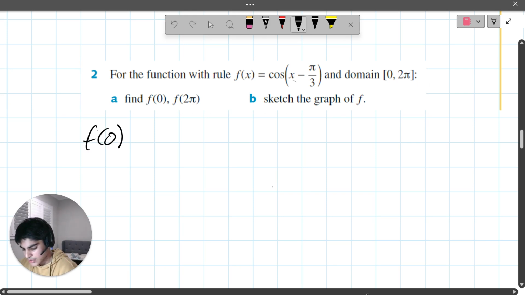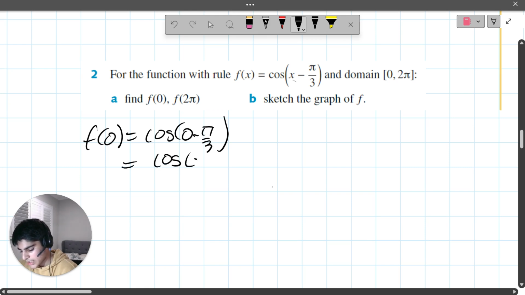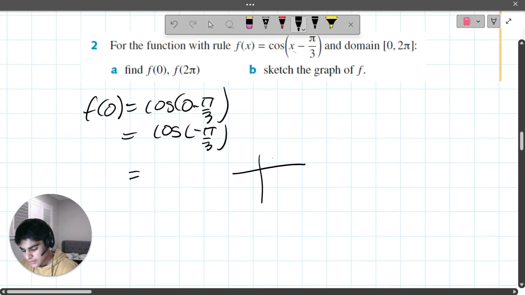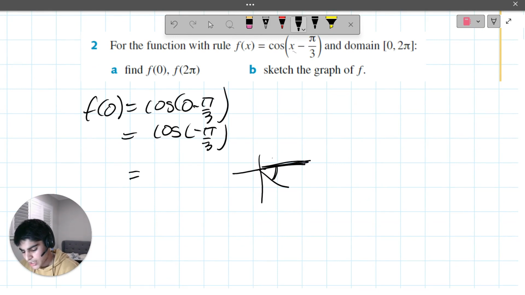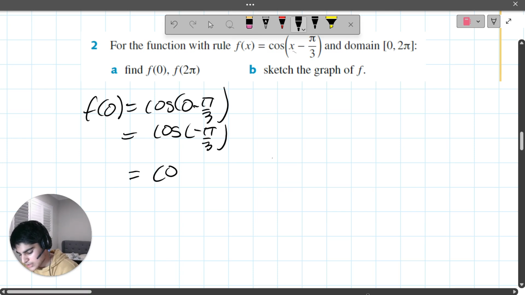F of 0 equals cosine of 0 minus pi on 3. This equals cosine of negative pi on 3, which equals this. Over here we have negative pi on 3, and because cosine, the x-coordinate, is positive, we can just say this equals cosine pi on 3, which equals 1/2.